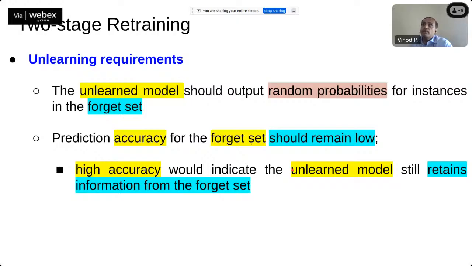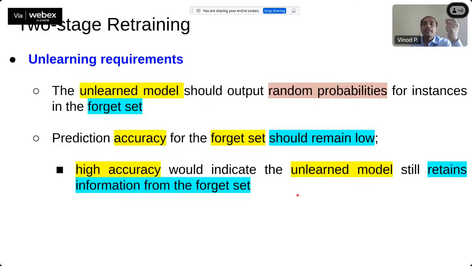Alternatively, what is also demanded is that the accuracy corresponding to the retained set, or preservation set, should be high. So we have two objectives. One objective is that for the forget set, the output should be random, but low. At the same time, the confidence score or accuracy for the preservation set should be high.